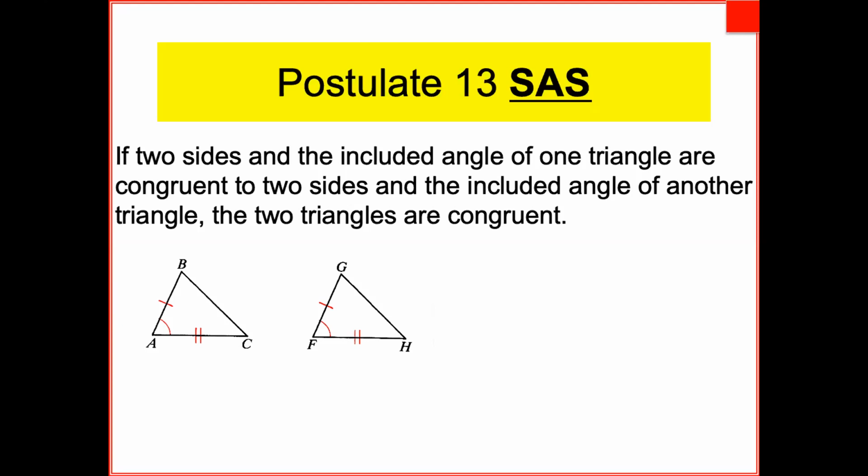So now we got two tricks or shortcuts, SSS and SAS. Technically we have three. So then we could do two angles and a side. Let's see. No, you couldn't do that. Well, we're about to find out. We're about to investigate it.